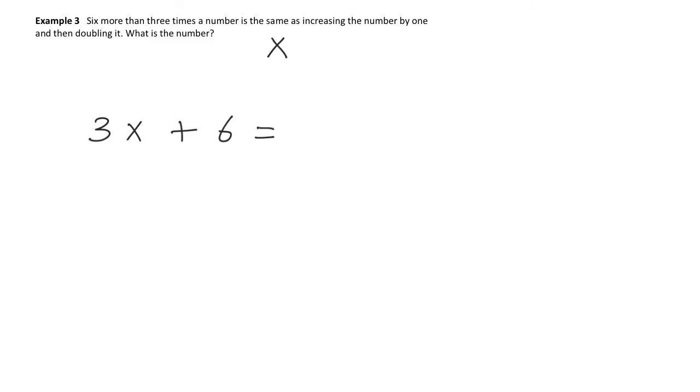On the right, we're increasing the number by 1, and then the second thing we're doing is doubling it. So that will be x plus 1. I increased it by 1, and I'm doubling what I have after that. So here's my expression as an equation. 3x plus 6 is equal to 2 times all of x plus 1.